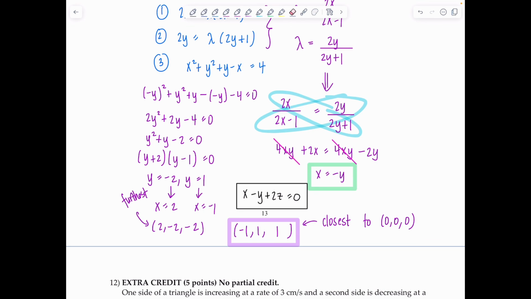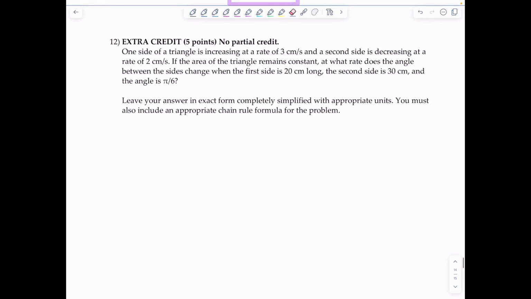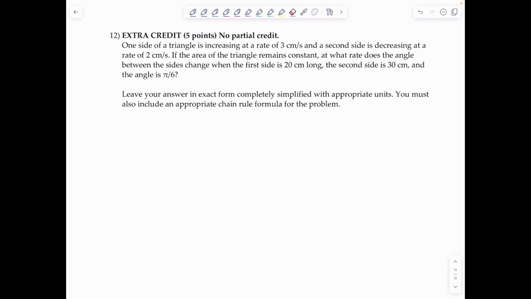Last extra credit. Did you see it peeking through? Yes, you did. Okay. One side of a triangle is increasing at a rate of 3 centimeters per second, and a second side is decreasing at a rate of 2 centimeters per second. If the area of the triangle remains constant, at what rate does the angle between the sides change when the first side is 20 centimeters long, the second side is 30 centimeters, and the angle is pi/6?